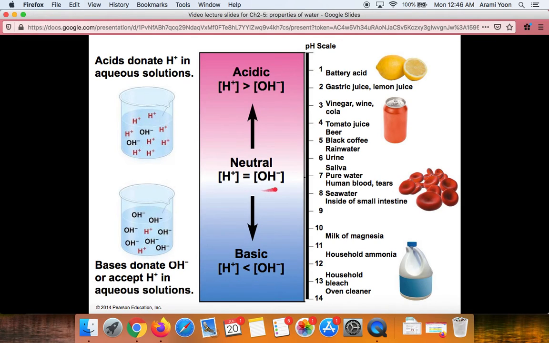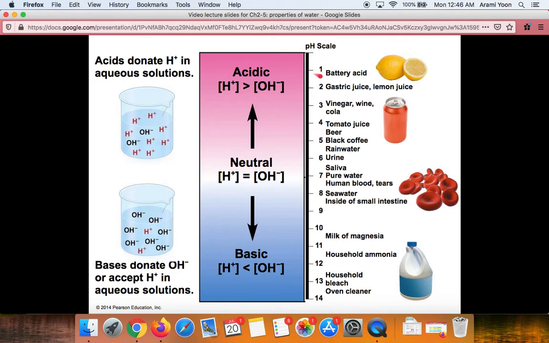Now, if the two are roughly the same, we call that a neutral solution. And an example of a neutral solution is pure water. If you know about pH, then you know that the pH of pure water is 7. Anything that is acidic is going to have a pH less than 7.